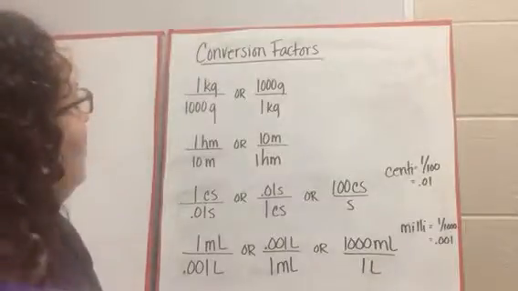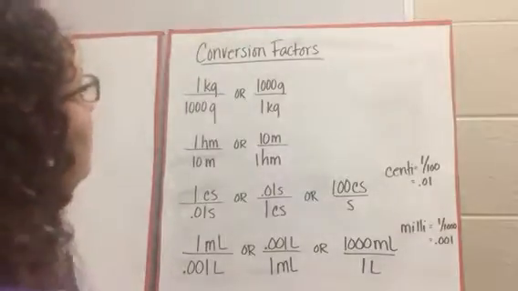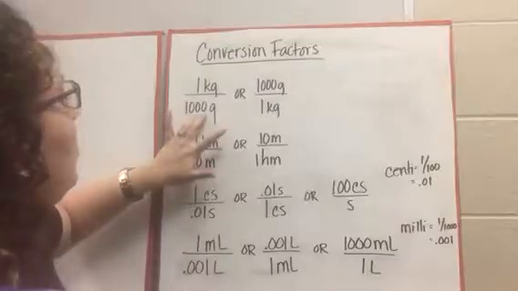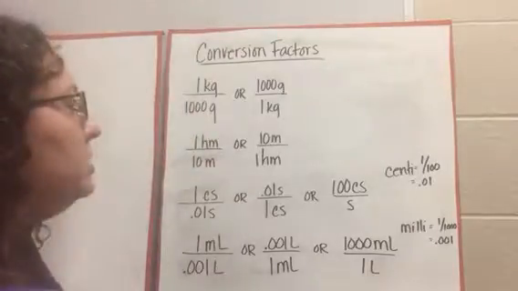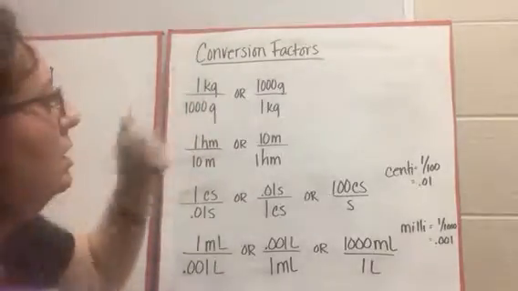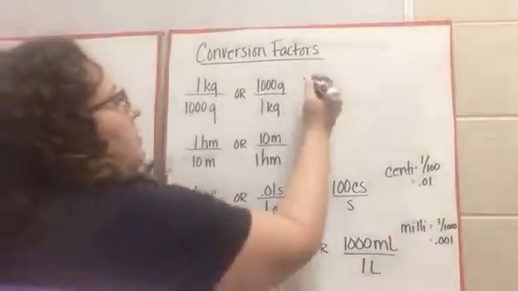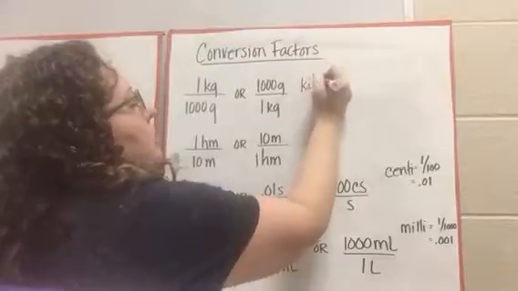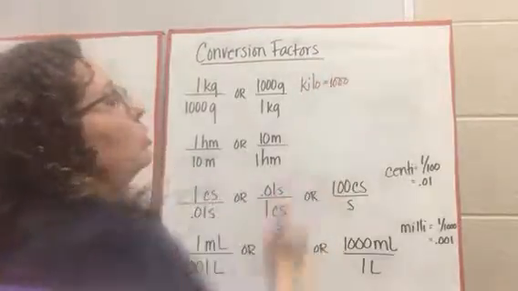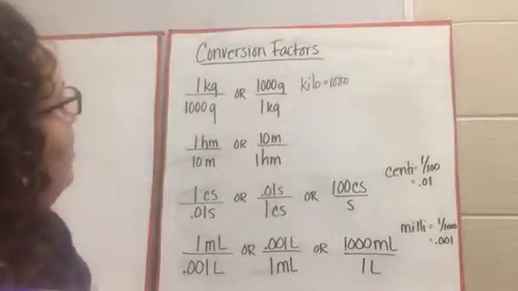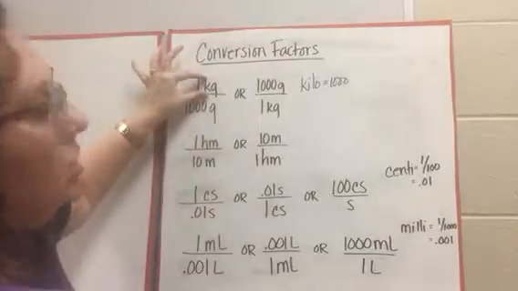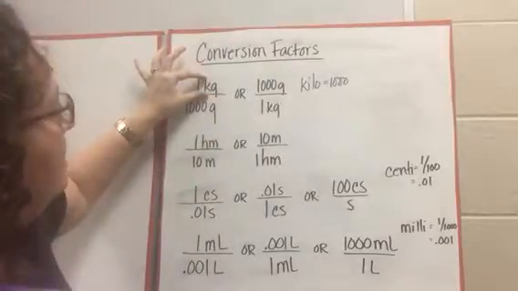So we're going to start with conversion factors. In the metric system, we have prefixes that are going to equal a numeric value. Kilo, for example, is going to represent the number 1,000. So anytime you see a K, you could insert a 1,000 and that would mean the same thing.